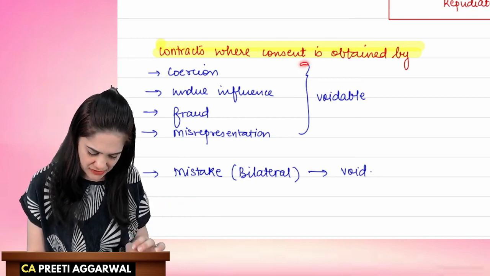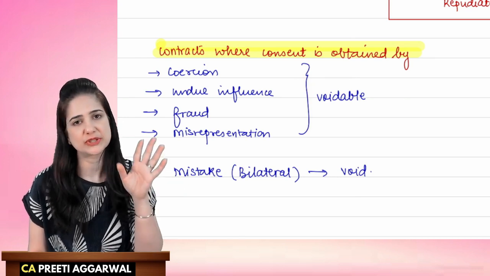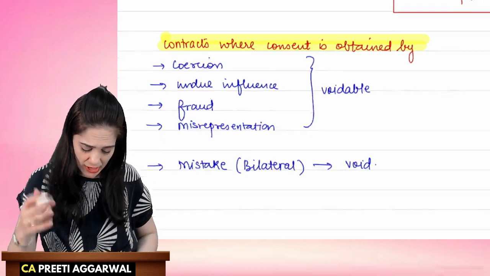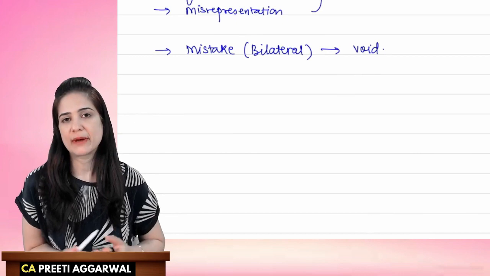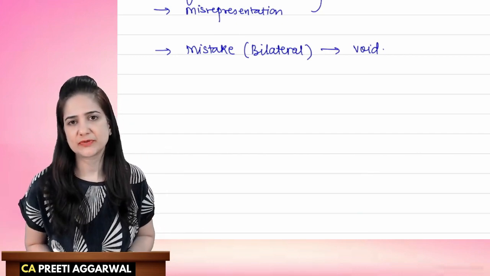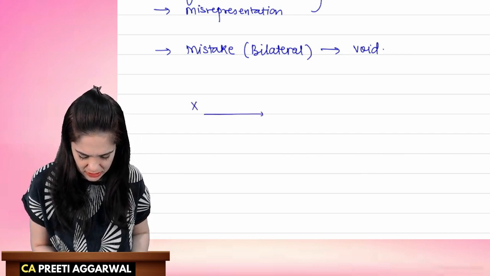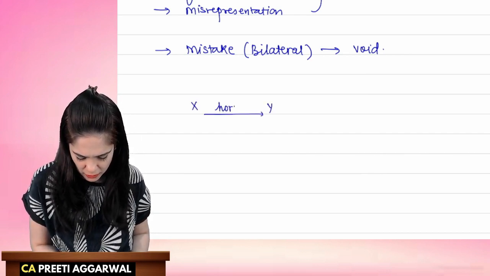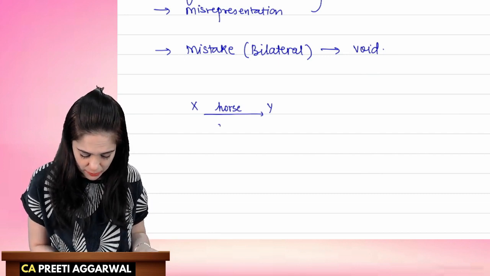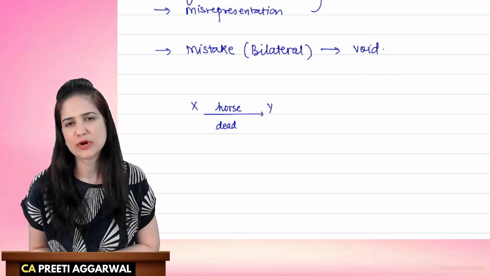So up till now we have studied that contracts where the consent is obtained by coercion, undue influence, fraud and misrepresentation, they are voidable. Now, why is consent obtained by mistake void and not voidable? Let us go through the examples which we had studied earlier. X and Y enter into contract for sale of horse, but unknown to both the parties, the horse had already died in the stable. They were not aware of it.